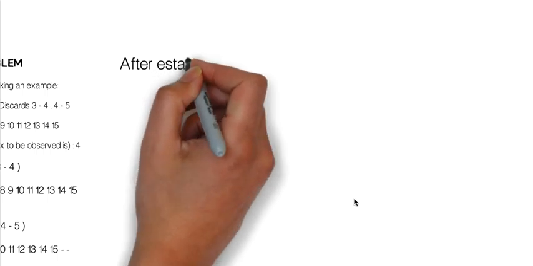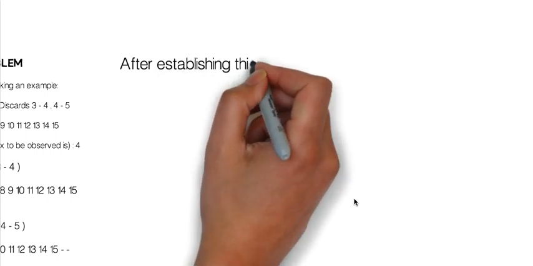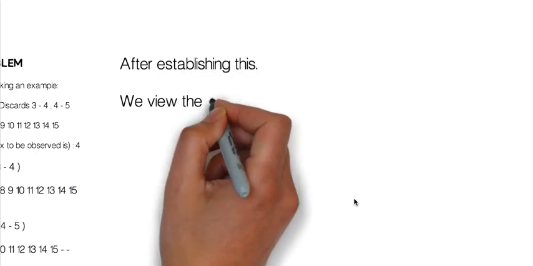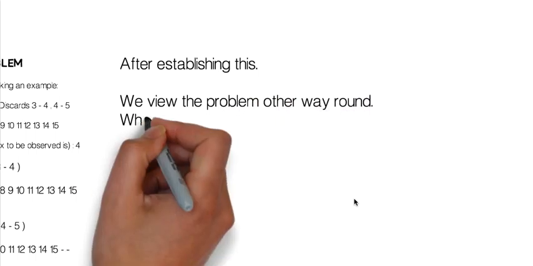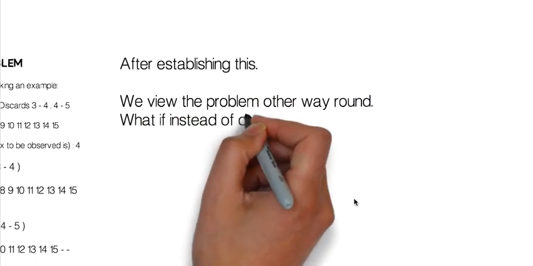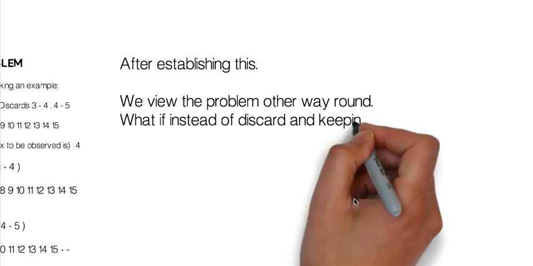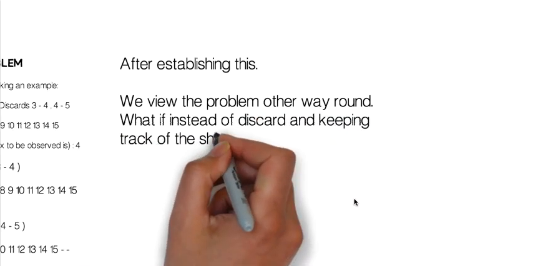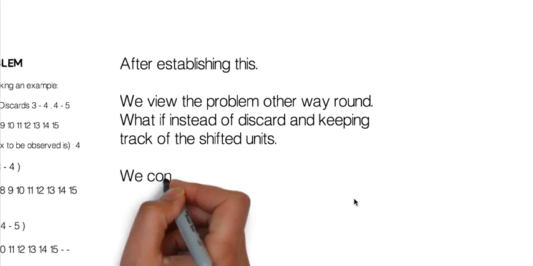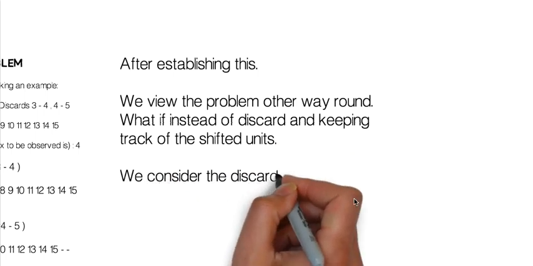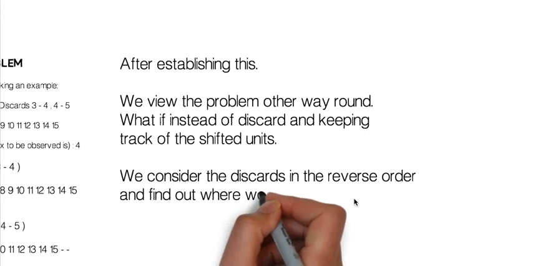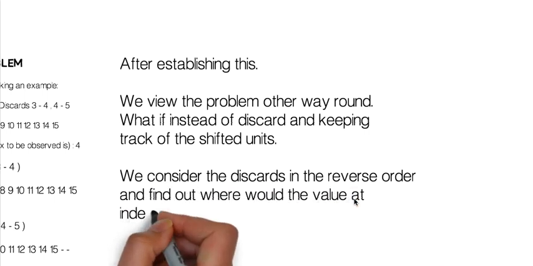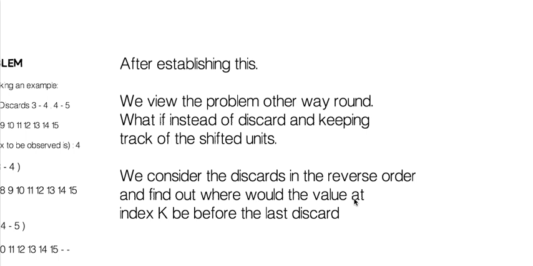So after establishing this base condition, let's view this problem the other way around. Instead of doing the discards in the fashion given, let's take the discards in the reverse order. By taking the discards in reverse order, we intend to find where k would be just before the last discard.